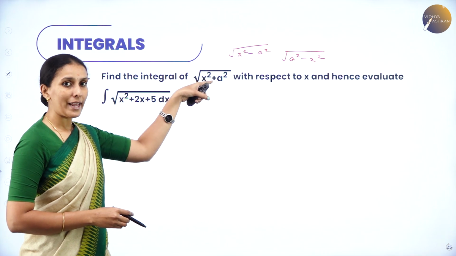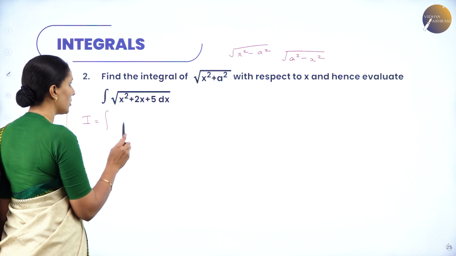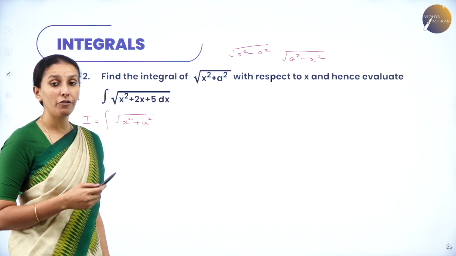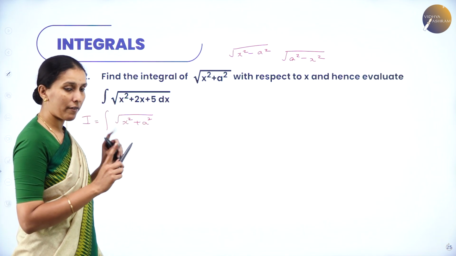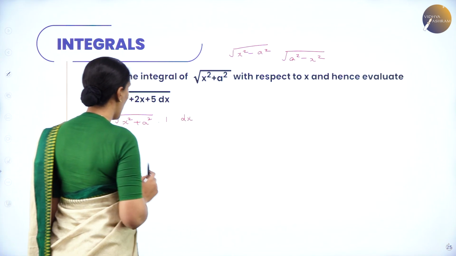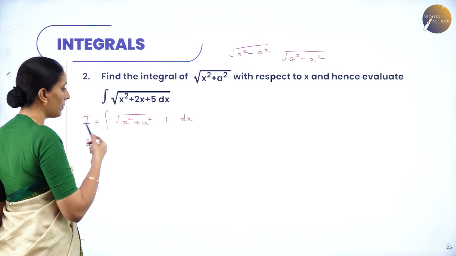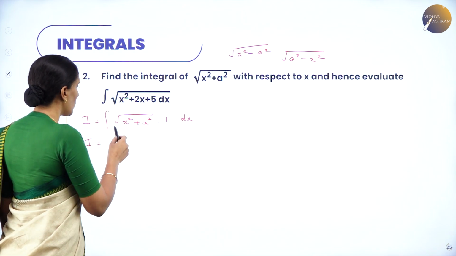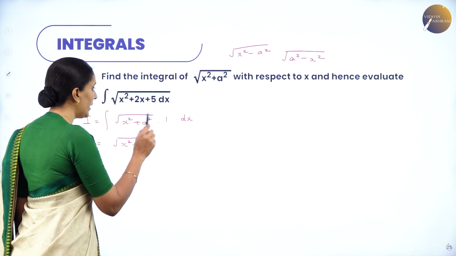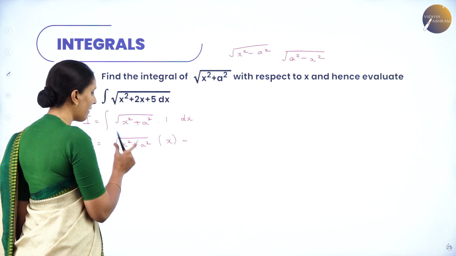So I have taken one example of root of x square plus a square. So let me consider I as the integration of root of x square plus a square. I said we will use the method of integration by parts, but here it is only one function. So the other function I'll consider as 1 with respect to dx. Now I will apply the integration by parts here. So I is nothing but integral of root of x square plus a square dx. So I is equal to first function into integral of 1 dx. Integral of 1 dx is x, minus the integral of derivative of this function.